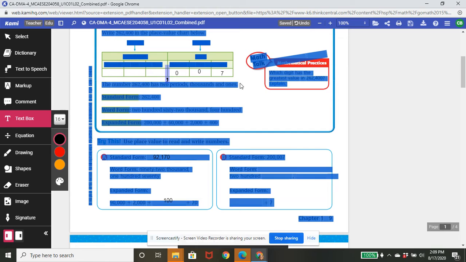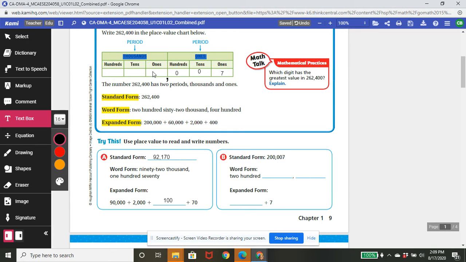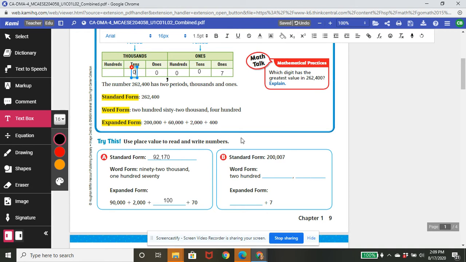Whoa. I don't know what happened. Let me just write in here and maybe it'll bring it back. There we go. Okay. Our next digit is also a 0. And the last digit here is a 2. Okay, so now I'm going to use this chart to read it out so that I can say it in word form.